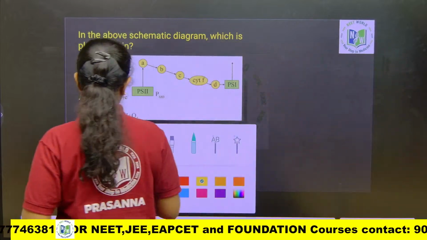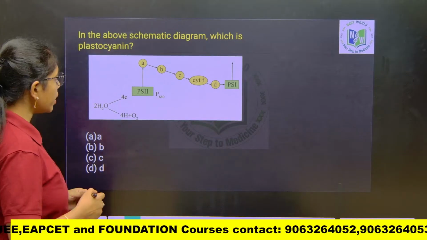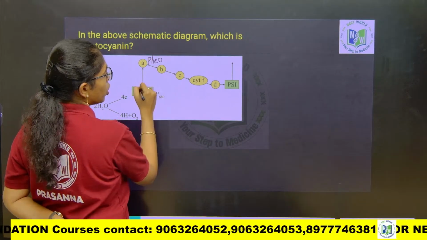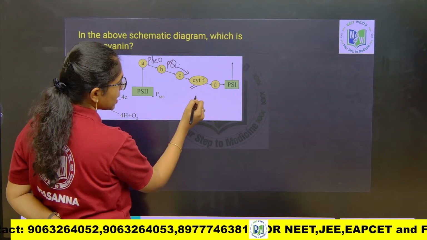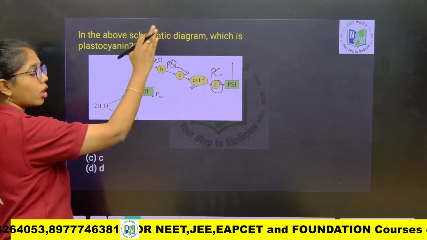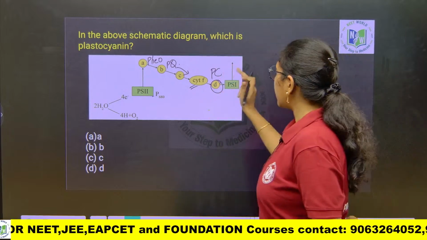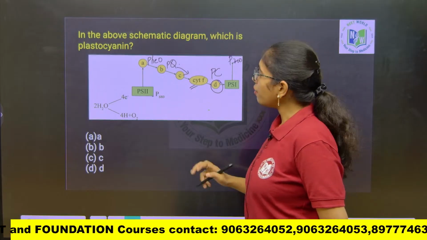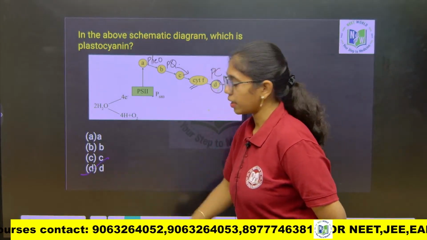Next question. In the above schematic diagram, which is plastocyanin? So, he is asking us where is plastocyanin present. Just now we have clearly discussed about the electron flow, right? So, from PS2 reaction center, the primary electron acceptor will be pheophytin, next it will be plastoquinone, and then it will be cytochrome B6F, and then it will be plastocyanin. From plastocyanin, the electrons will be accepted by PS1 reaction center in uphill way. Here the reaction center is P700. Clear? So, now here you tell me in this diagram which is plastocyanin? D will be the plastocyanin, option D. Clear?